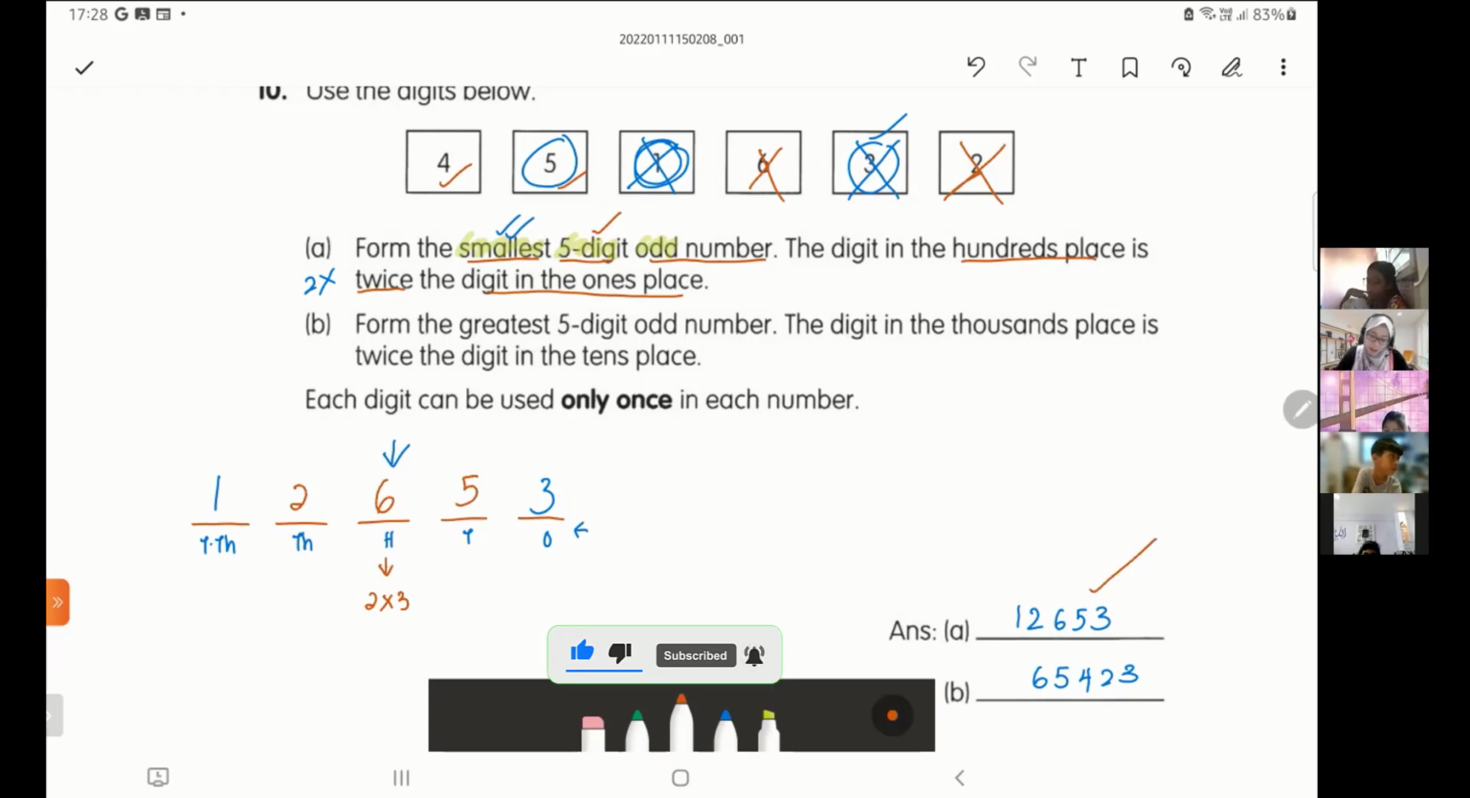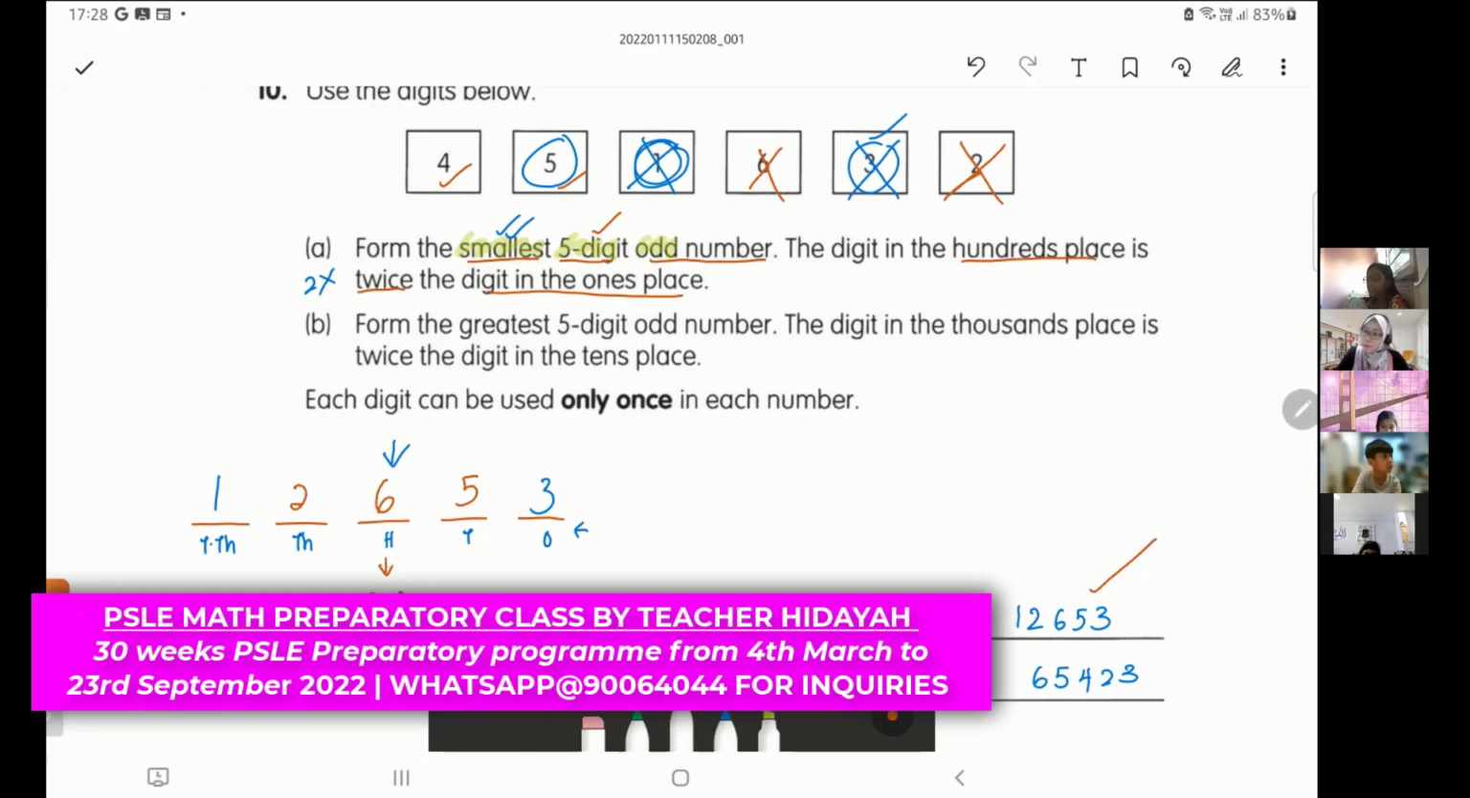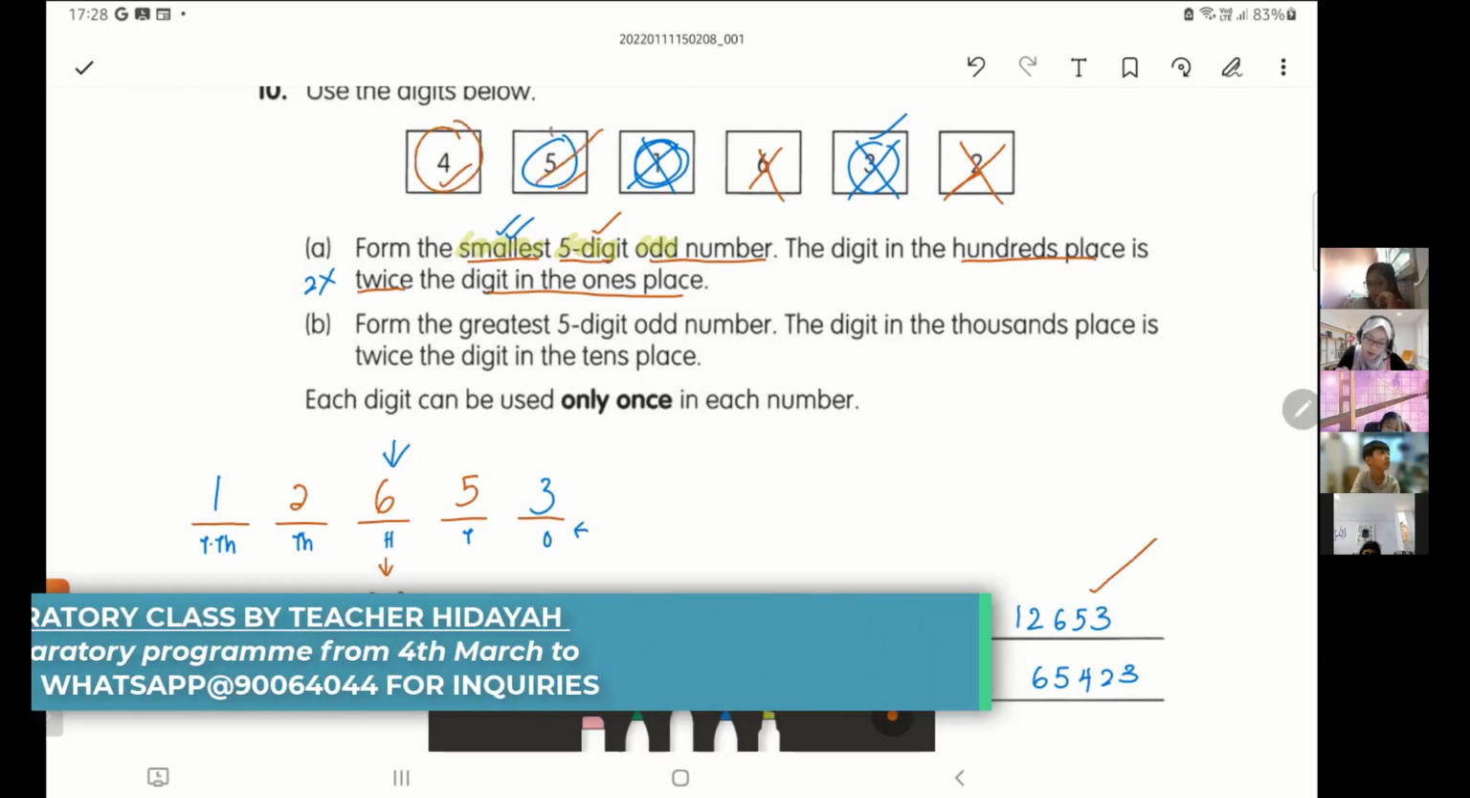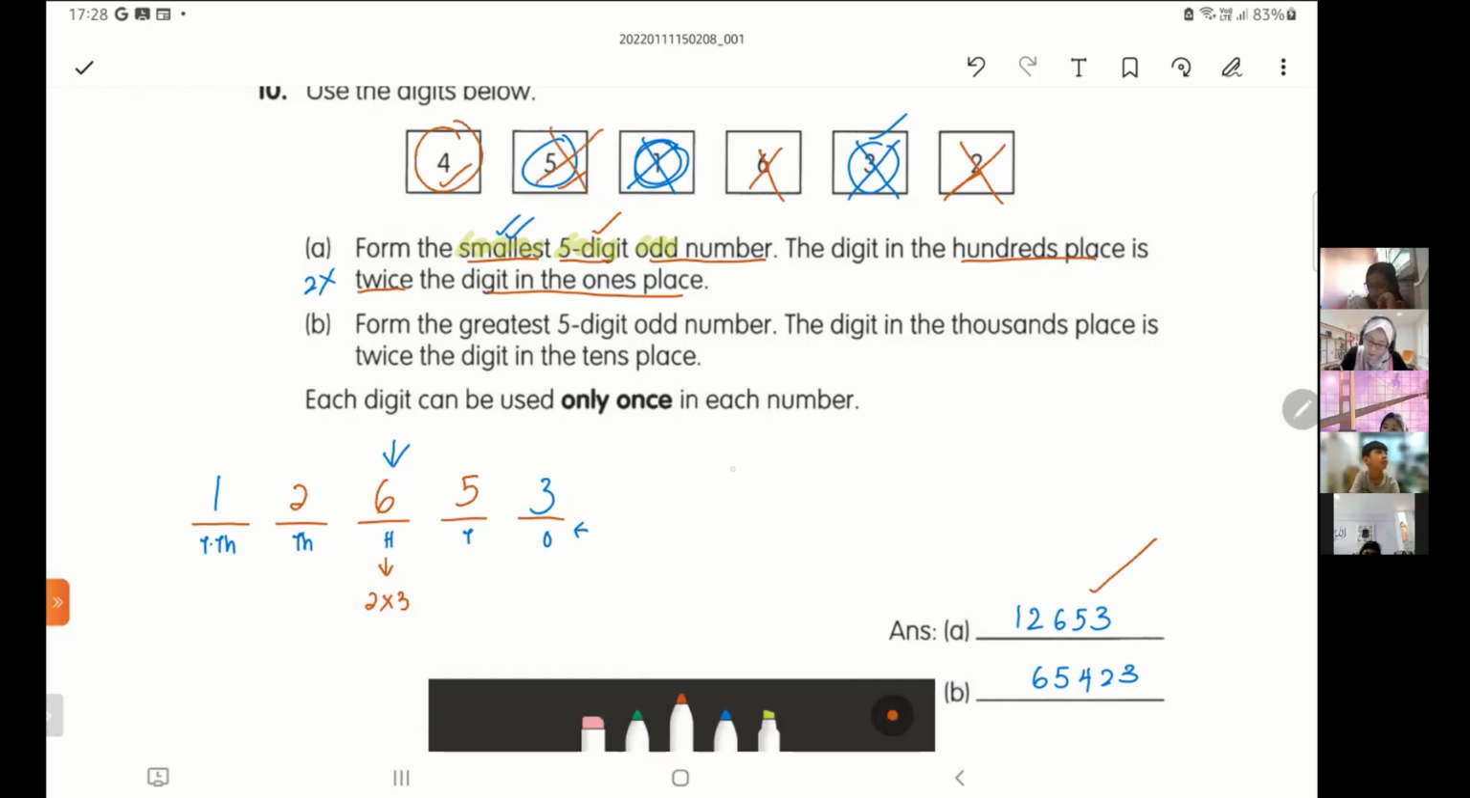Next one, so which means number 4 is still available, right? Just now, the number 4 is still available because I used 5 already out. Number 4 is still available. 1, 2, 3, 4, 5 for B. Form the greatest 5-digit odd number. Okay, I'm going to erase all this first. We are going to repeat the whole thing again.